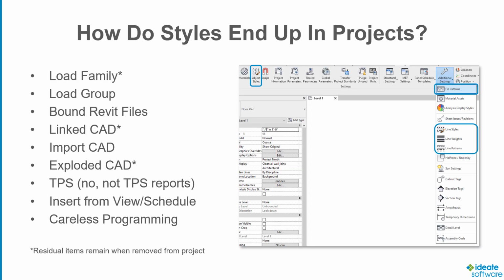All right. So how do styles end up in your projects? Well, we talked about some of this earlier. Loading families will bring styles forward. If you create a whole bunch of object style subcategories, that information will end up coming into your projects. And again, if your families aren't consistent, you're going to end up with a long list of these subcategories. Groups, bounded Revit files. Do you guys bind Revit files often? It's a little more terrifying than binding a CAD file, admittedly, but you can bind Revit files.